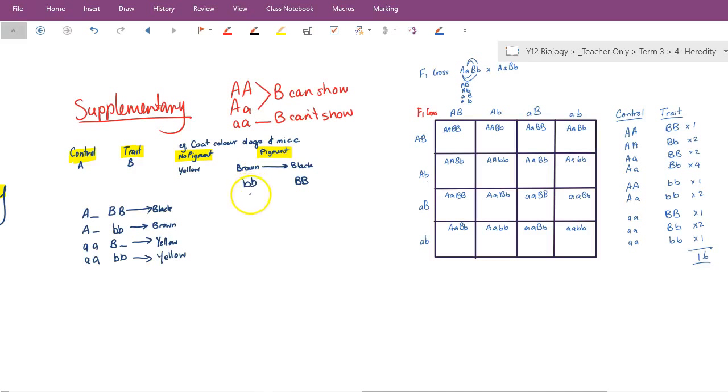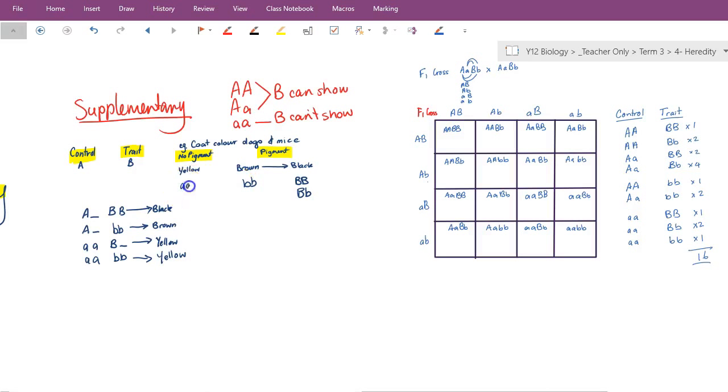Brown is little b, the recessive version, and black is either big B, big B or big B, little b for pigment. So if they have the dominant version of the B gene, they will get black. If they only have the recessives, they'll be brown. But they don't have the ability to put down the pigment and actually get it into the coat without gene A. So if they don't have gene A, they end up having a yellow coat.